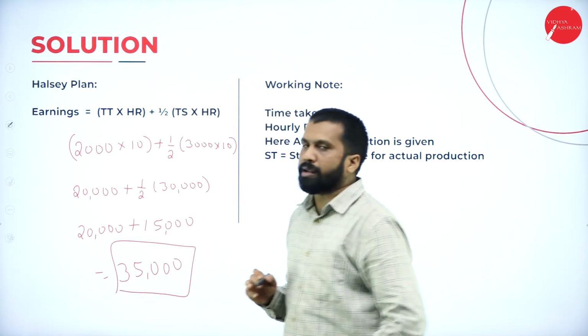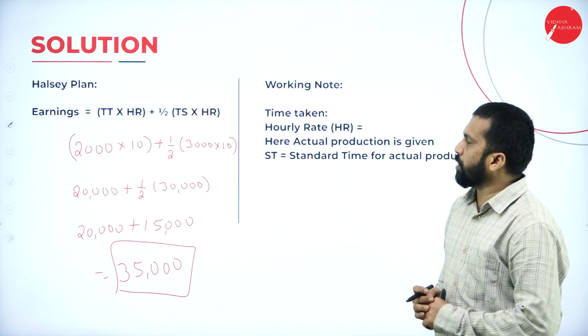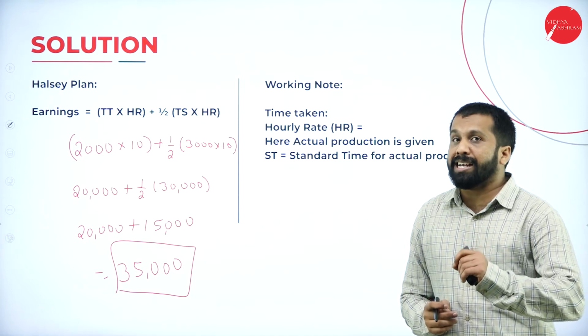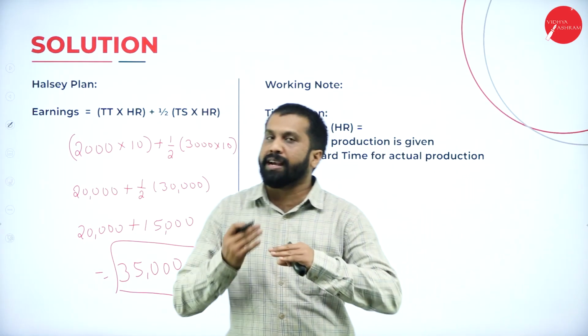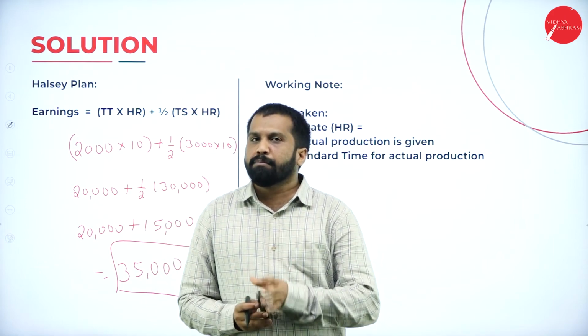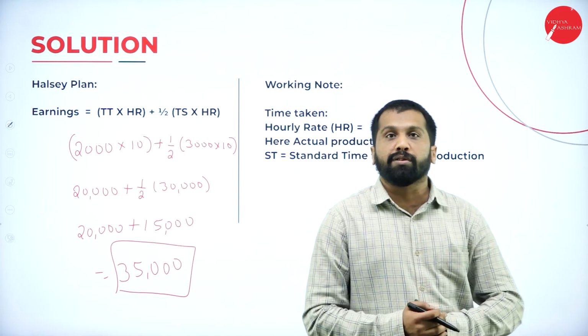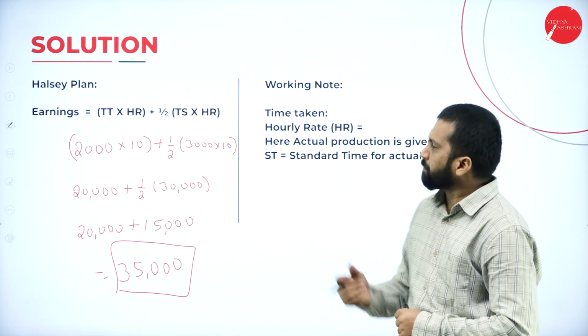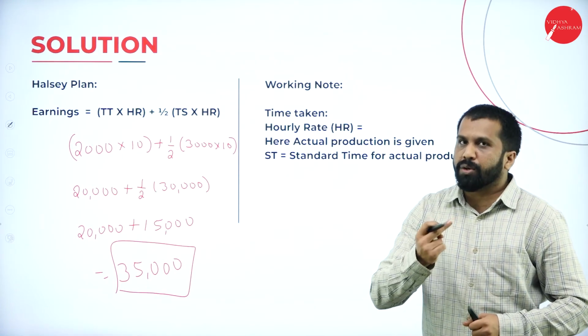Hope you are clear now. Good. Your final answer, how much did we get? 35,000 as per the wholesale plan. In your examination, you can write the working note on the right side, or else before you start your problem, work out your working note. Later, you can go for your answer. Now, we have done with your wholesale plan. We will go for your Rowan plan.